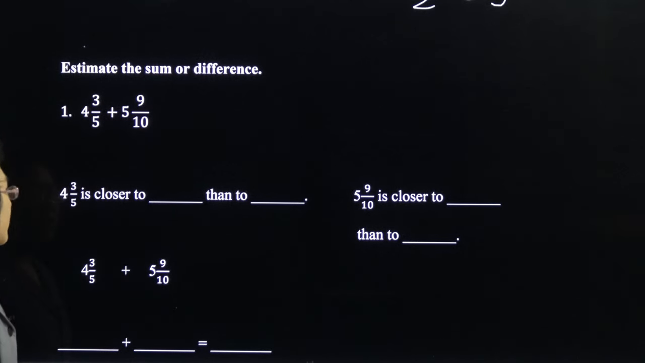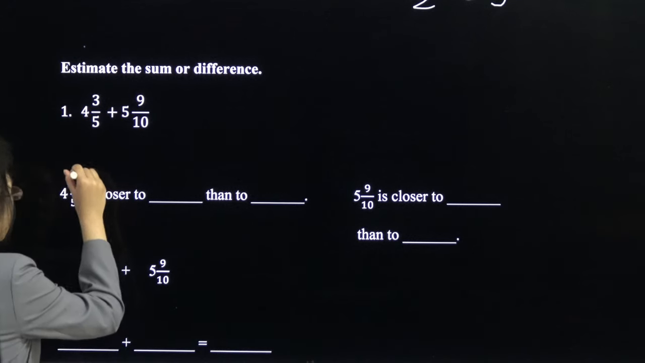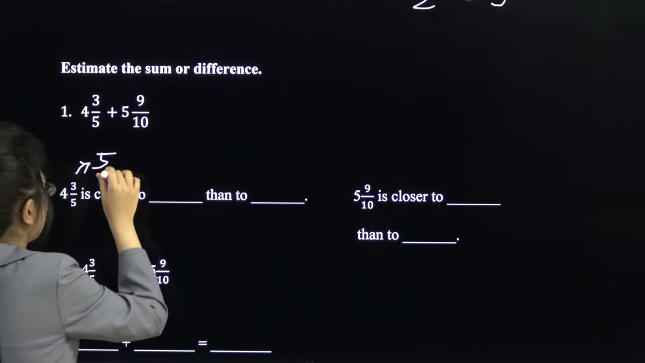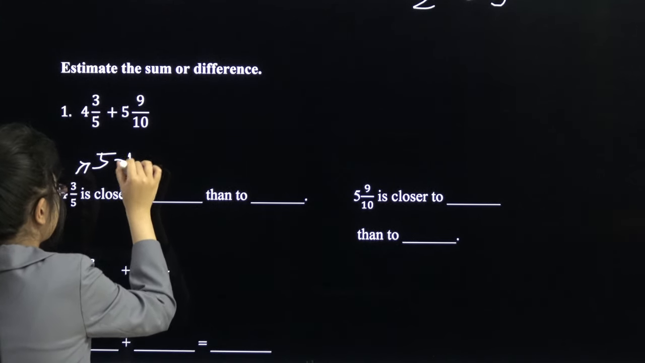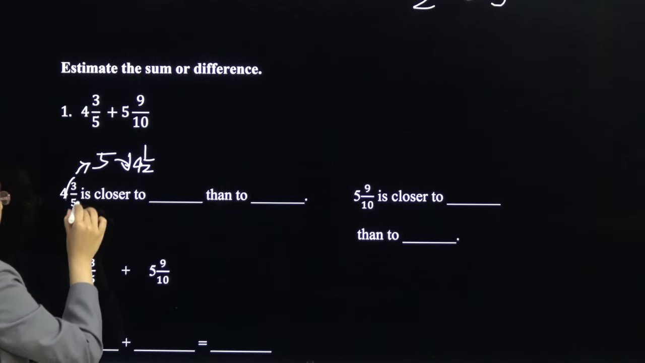Now, 4 3/5 is closer to something than to something. So you can round this 4 3/5 to 5 or to 4 1/2. Now, what's 3/5 closer to?